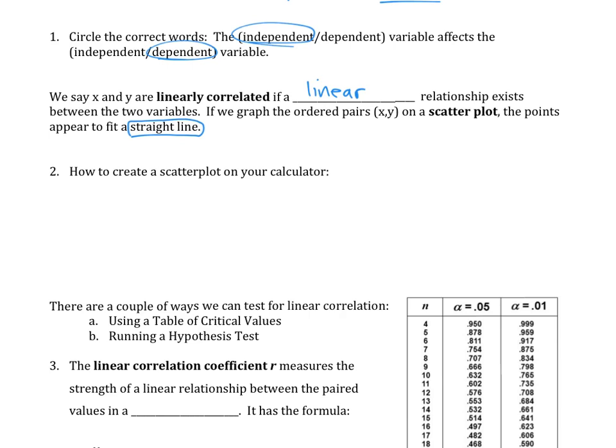How do you create a scatter plot? We're going to actually use Google Sheets. Basically, once you have data on the sheet, you use the insert function to go to chart. That will get you a scatter plot.